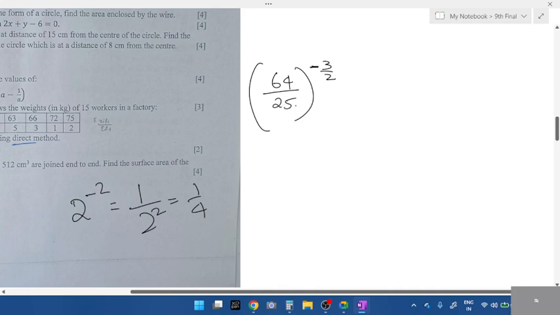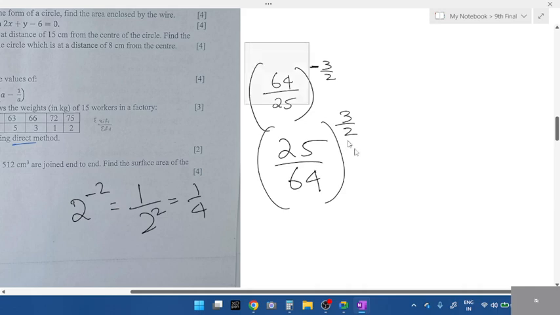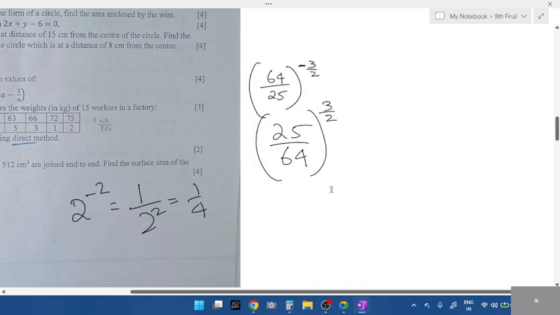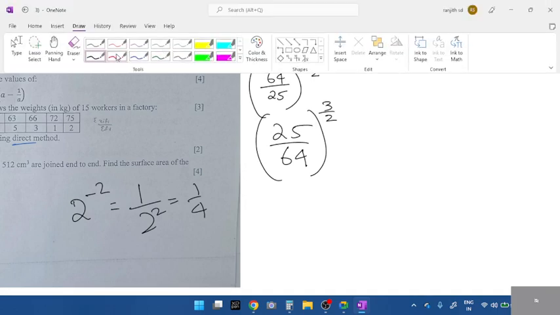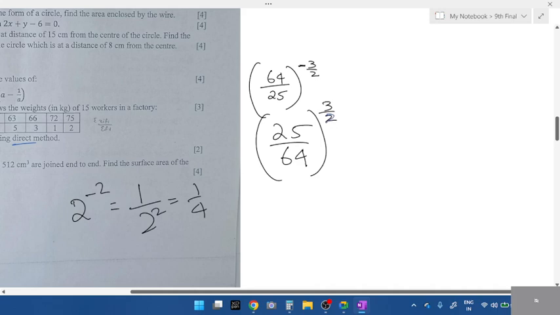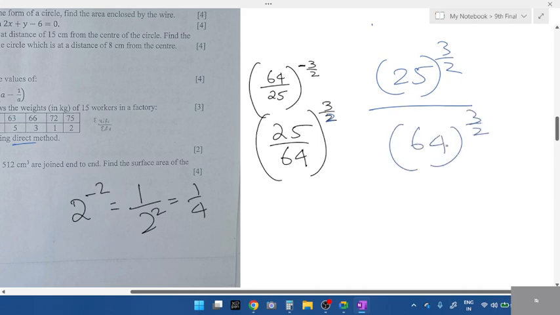64 and 25, to the whole power 3 by 2. Now, what is the power, students? Is it a fraction? 3 by 2 is a fraction. Which one do we need to eliminate? The denominator 2, right? So I have to take 25 to the power 3 by 2 divided by 64 to the power 3 by 2. Simple question, they have given it for 2 marks.